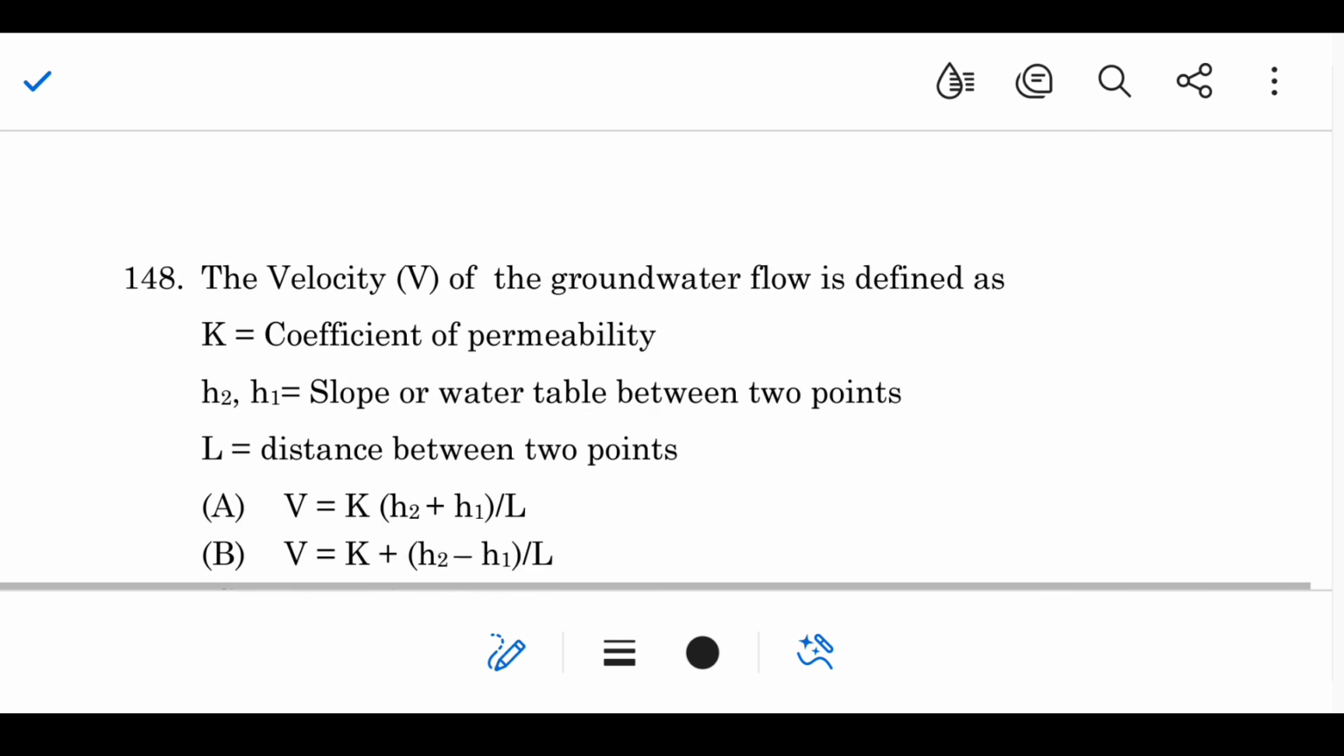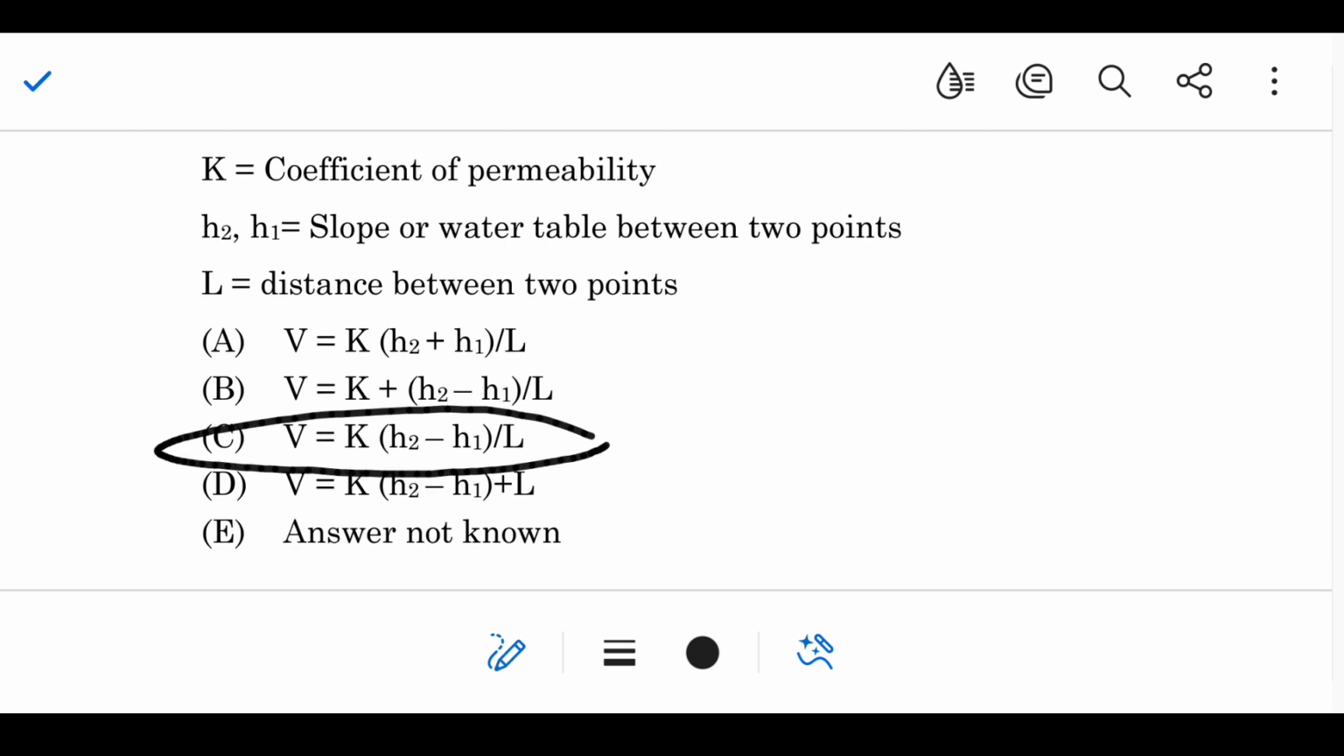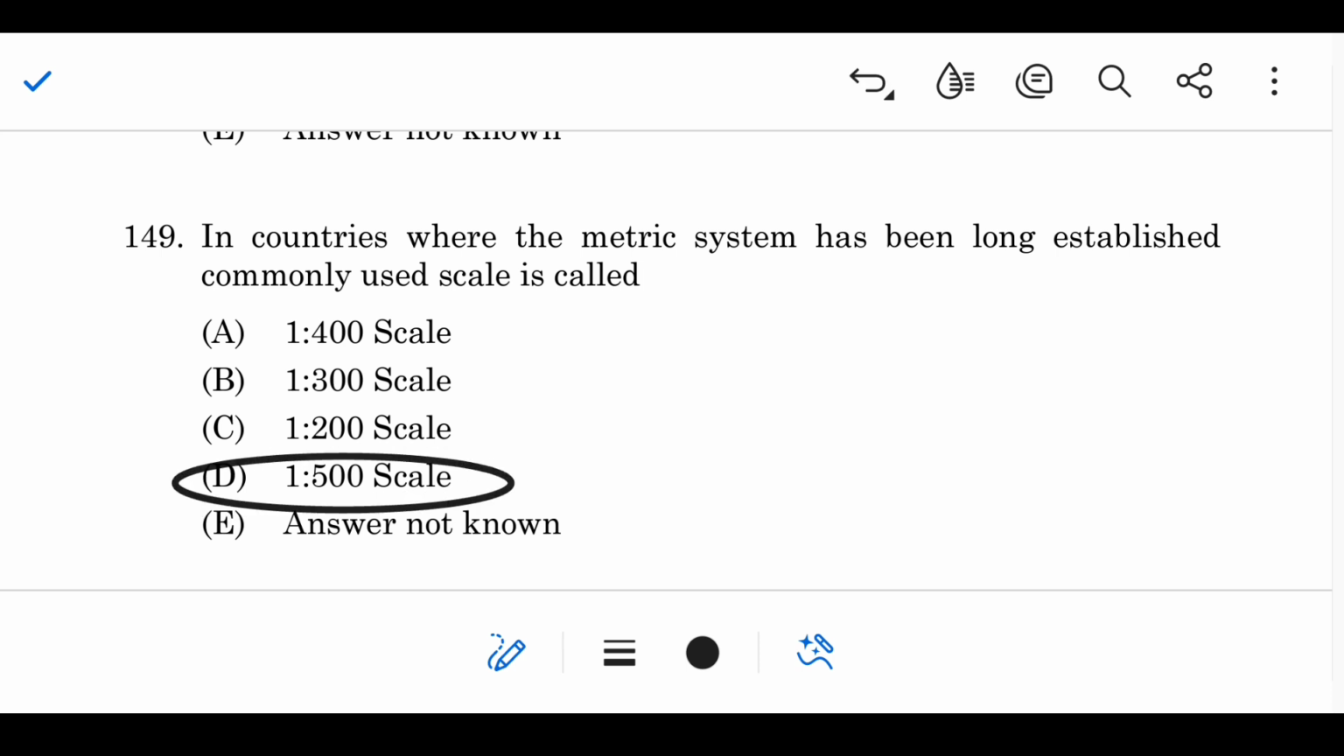Next one is the velocity of groundwater flow, defined as: K is the coefficient of permeability, H is the slope of the water table between 2 points, L is the distance between 2 points. The velocity of groundwater flow is defined as V equals K, the coefficient of permeability, times the slope of the water table between 2 points divided by length. In countries where the metric system has been long established, commonly used scale is 1:500.